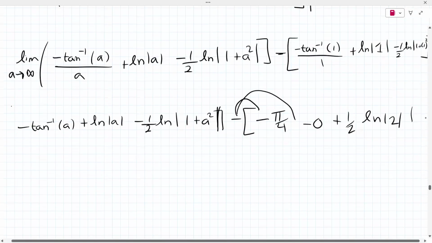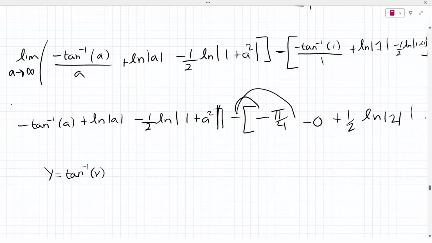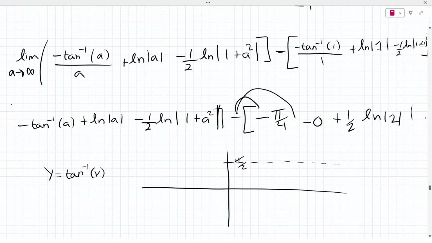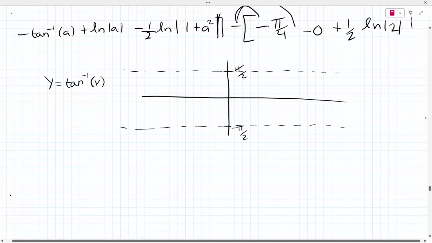So if you recall, because we're dealing with limits, if you recall the tan inverse graph would look something like this. It has two boundaries. It has one at pi over 2 and then negative pi over 2. And then you have this graph y equals ln of x.